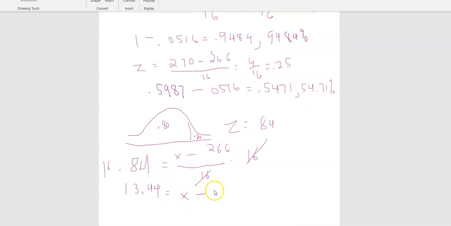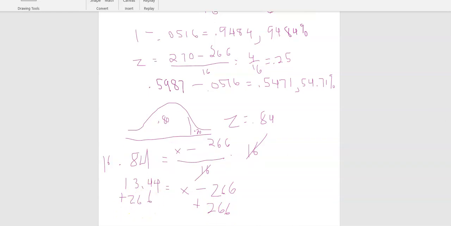And we have x minus 266, and let's just finish solving for x. And we'll get that x is 279.44. So any days longer than 279.44 days will be in that upper 20 percentile.